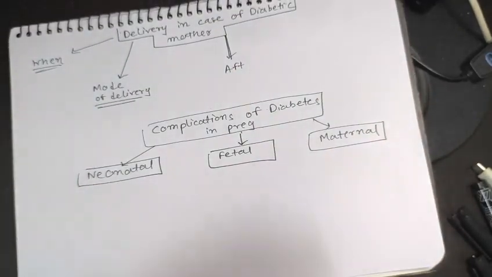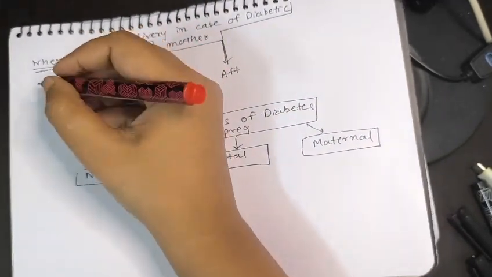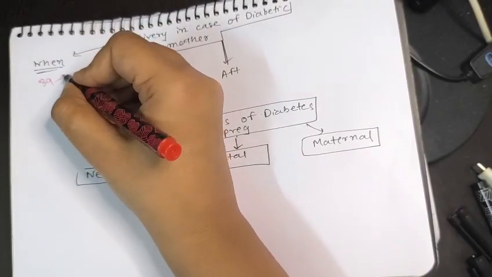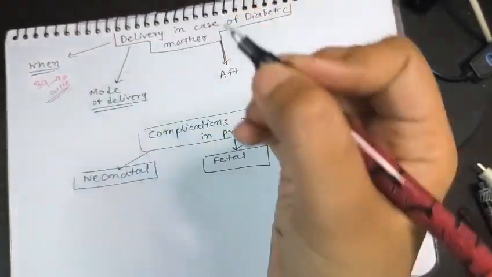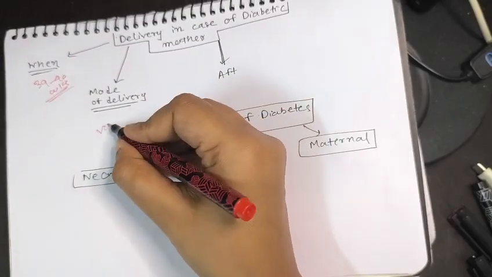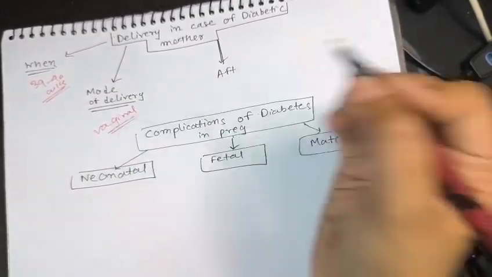Delivery in case of a diabetic mother. When should the delivery be initiated? Ideally at 39 to 40 weeks. Mode of delivery should be what? Vaginal, obviously.